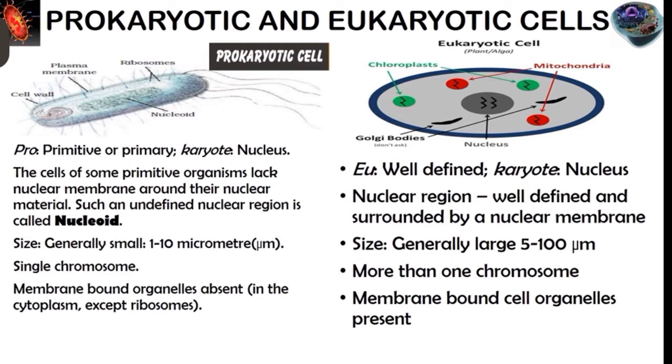Prokaryotic cell is generally small, but eukaryotic cells are generally large. A single chromosome is present in prokaryotic cell, more than one chromosome in eukaryotic cell. Membrane-bound organelles are absent in prokaryotic cell. Membrane-bound cell organelles are present in eukaryotic cell.